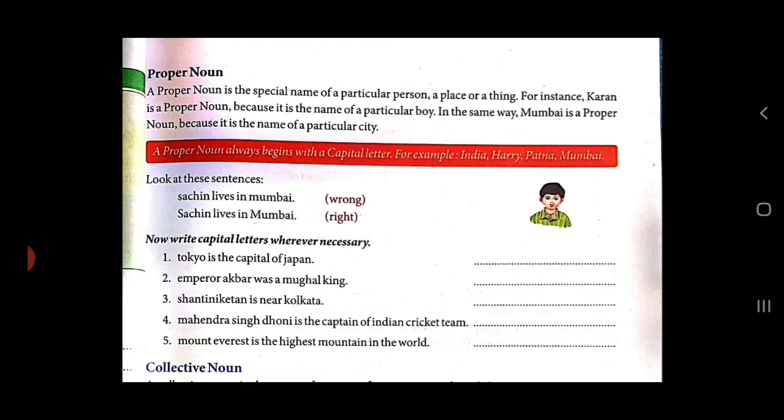Then just see below that orange box. Look at the sentences. First one is Sachin lives in Mumbai. The other one is also the same, Sachin lives in Mumbai. But did you notice that in the first sentence they have not written the proper nouns in capital letters? Which are the two proper nouns in the sentence? Sachin and Mumbai. In the next sentence you can see they have written them in capital letters. Sachin, S is capital, Mumbai, M is capital. So the other sentence is the right one. The first one is wrong because there they haven't written the proper nouns with capital letters. So this rule you all have to remember, that a proper noun always begins with a capital letter.